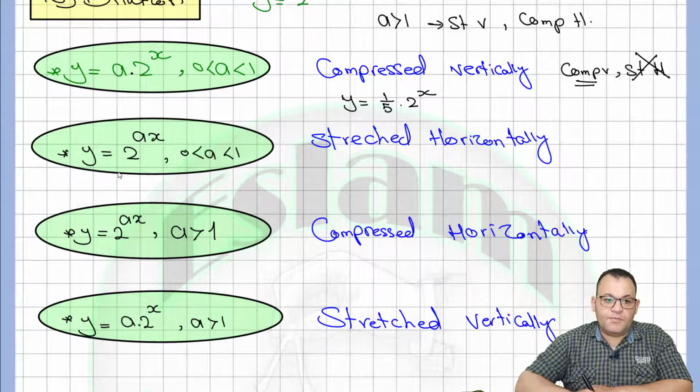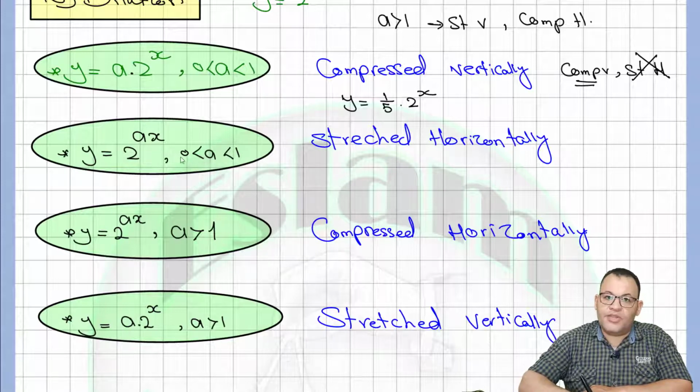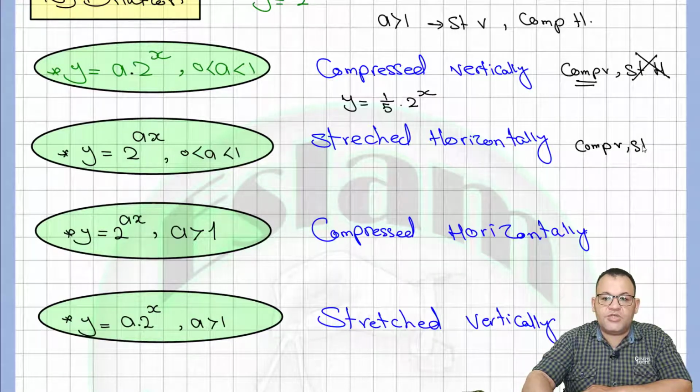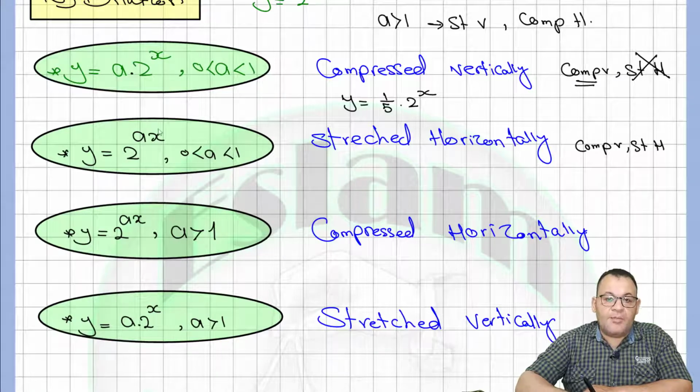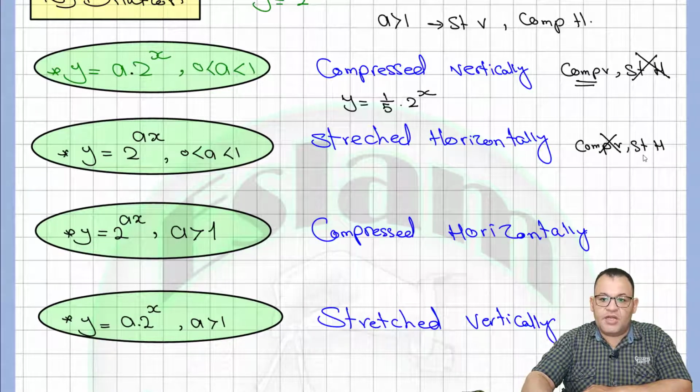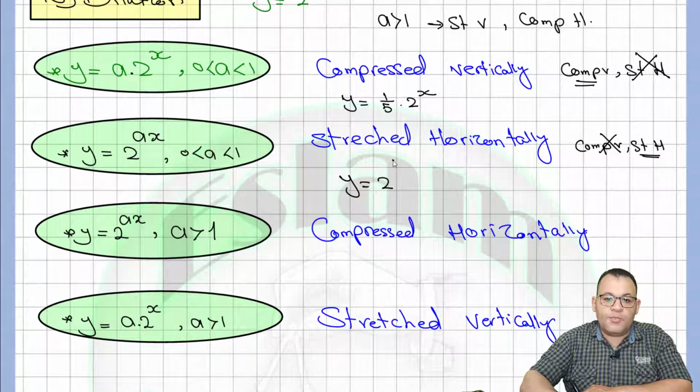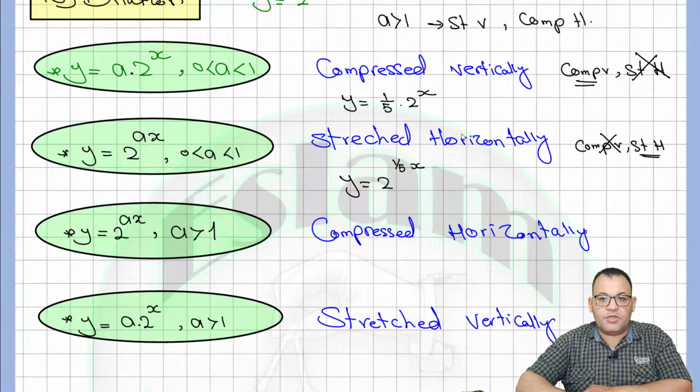Again for the second one: y equals 2 to the power ax, where a is greater than 0 and smaller than 1. We said when you multiply by a number more than 0 and less than 1, the graph will be compressed vertically and stretched horizontally. Because you multiply by x, you need the horizontal part, so ignore the vertical. It means you stretch horizontally. So y equals 2 to the power 1/5 x means the graph now will be stretched horizontally.